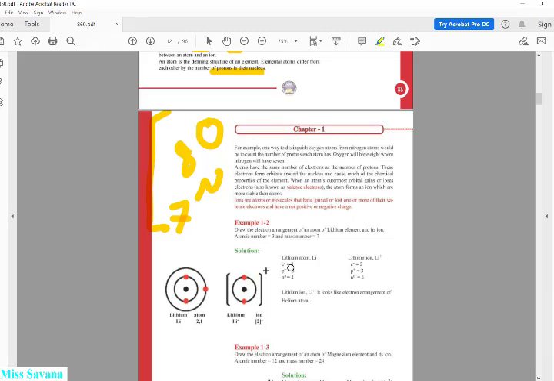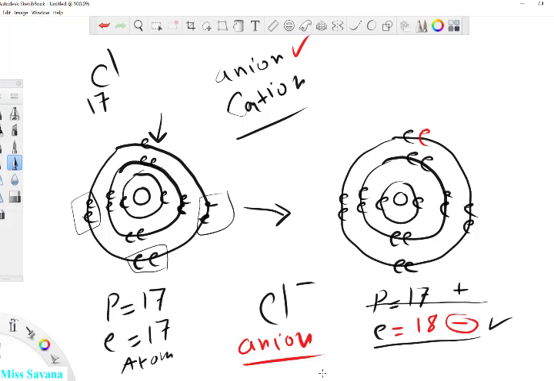Now I have something called the valence electron. What do I mean by the valence electron?